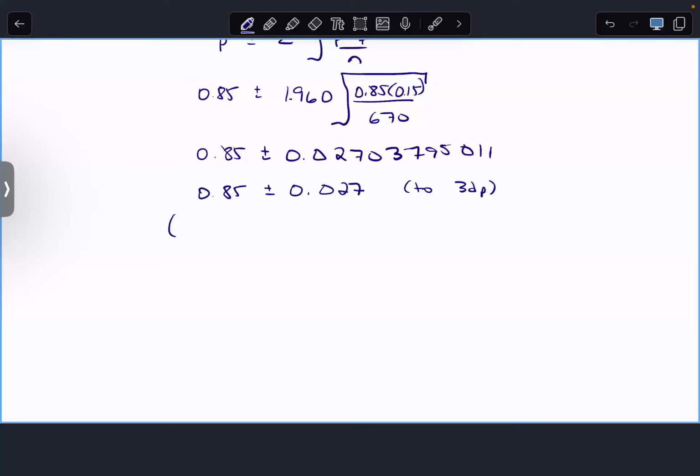0.85 minus 0.027. You always want to do the minus first, even though it goes plus minus. Because intervals have to go from smallest to largest, it's always better to just do the subtraction first and then do the addition. So 0.85 minus 0.027 is 0.823 up to 0.85 plus 0.027, 0.877.